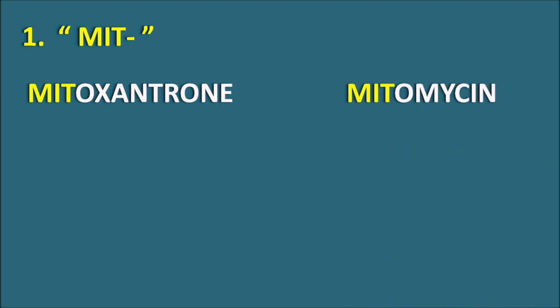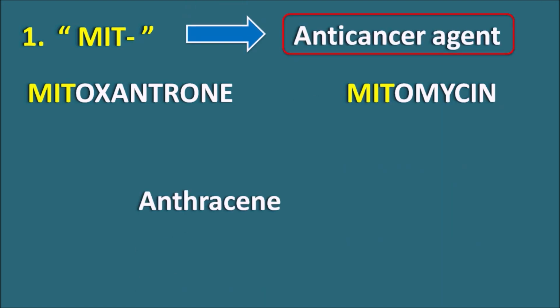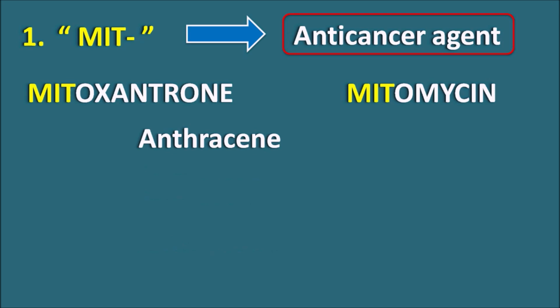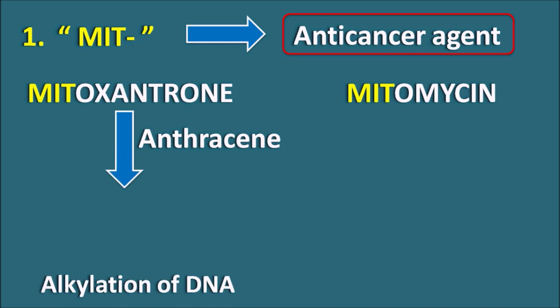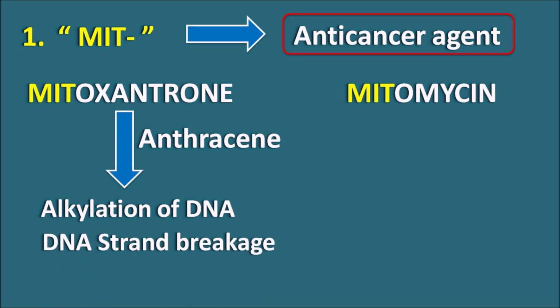So what does the prefix MIT indicate? Here MIT indicates they are anti-cancer agents. Mitoxantrone is an anthracene derivative belonging to the anthracycline antibiotics, and this drug acts by multiple mechanisms. It can act as an alkylating agent, producing alkylation of the DNA, which produces cross-linkage between the DNA strands, and it can also act by DNA strand breakage through the production of free radicals which damage the DNA strands. This drug also inhibits the topoisomerase 2 enzyme, which is very important for DNA replication. In this way, mitoxantrone acts by multiple mechanisms and can be used as an anti-cancer agent.